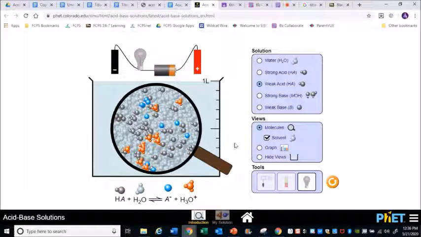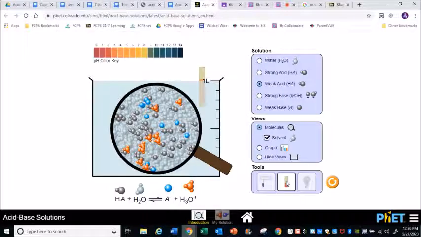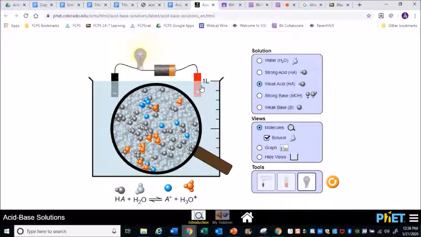Now, this simulation is good because you can look at pH paper. The color key down here goes from acidic, and of course, 14 is basic. You can use the light bulb, stick that in there.